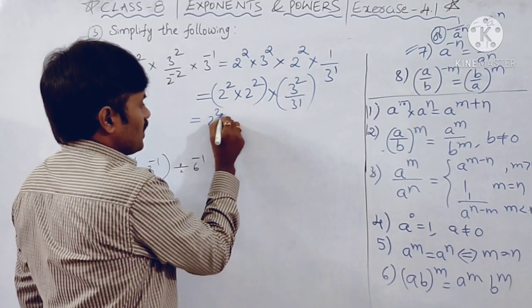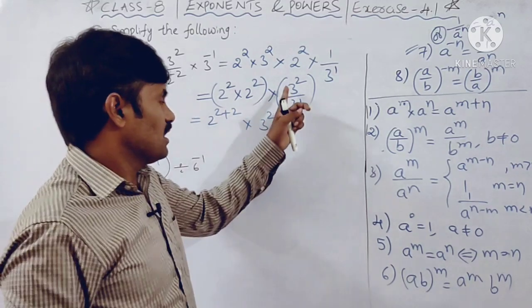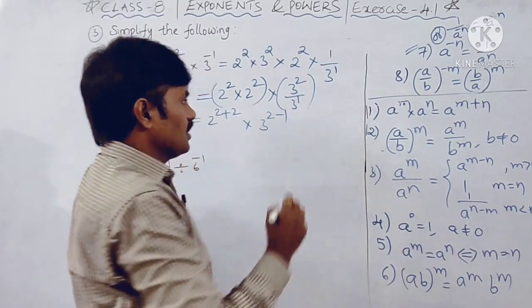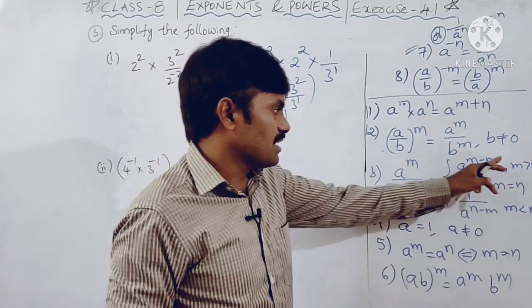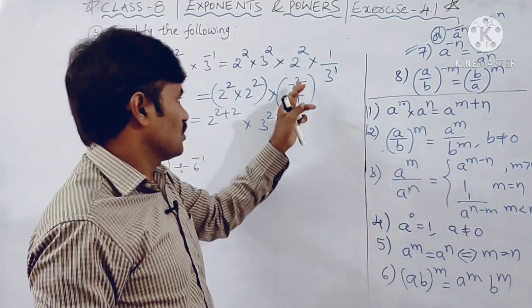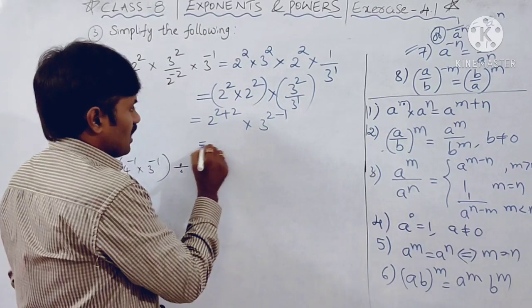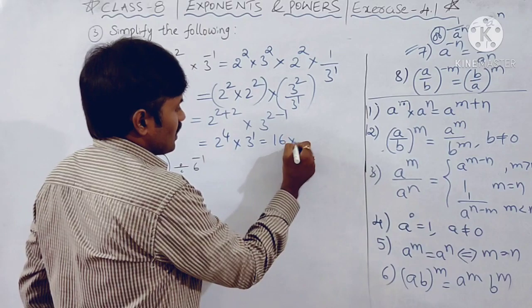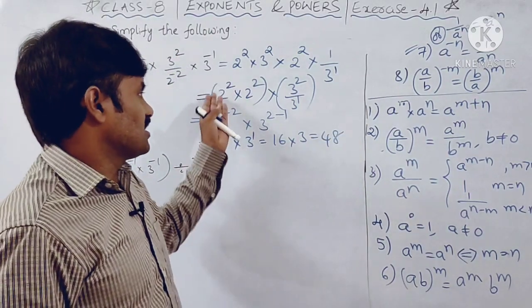2 power 2 plus 2 into 3 power 2 minus 1, because a power m by a power n is a power m minus n when m is greater than n. So 2 is greater than 1, so it is 2 minus 1. Clear? So the final answer is 2 power 4 into 3 power 1, that is equal to 16 into 3, 48.